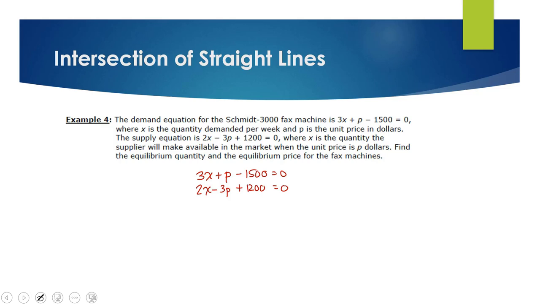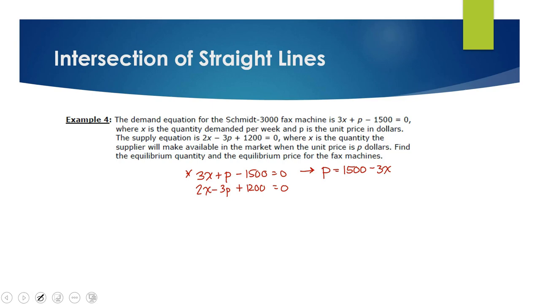Since when I look at these equations, this one here, I can isolate P pretty easily just by adding 1500 and subtracting 3x from both sides, I'm going to use that. I'm going to solve that one for P. So P is going to be 1500 minus 3x. Since I'm not graphing it, I don't need to have it in a particular format. I can have the 3x come second. It doesn't matter. I'm going to use that as a substitution into the second equation.